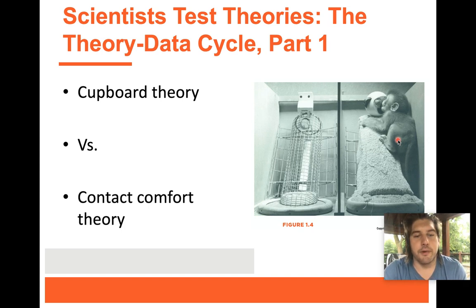In fact, what ended up happening, the comfort mother won, as we can see in this image. But what the macaques would do is they would spend time with the comfort mother, and then when they got hungry, they'd run over and they'd nurse from the cupboard mother, and then they'd run right back to the comfort mother. So they needed food, right? We can't deny that the macaques need food, but they prefer to spend time with the comfort mother. And so Harlow used this result to argue for a more emotionally based system of attachment.